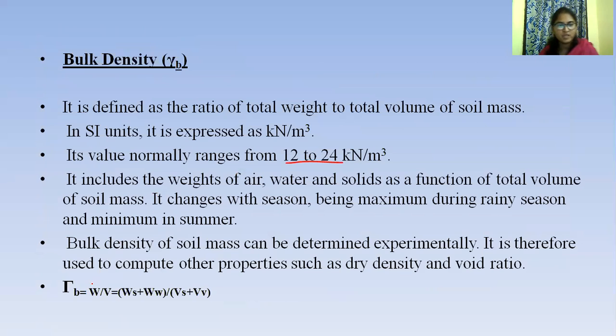Density, bulk density gamma is equal to weight by volume, which is weight of solid plus weight of water by volume of solids plus volume of voids. In this, volume of voids we can write as volume of air plus volume of water. So it is defined as the ratio of total weight by total volume of soil mass.